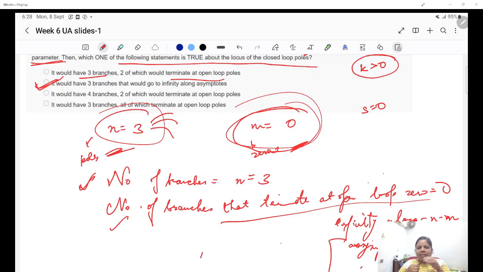But make this very clear in your head that from every pole, a branch is going to originate and it is going to terminate at a zero. This is for sure. Now, if your branches emerge from the poles and then they terminate at some zero, but if a zero is not present, then where would the branches go? They have to go along the asymptotes to infinity. That is why this formula is used, n minus m. If zeros are there, definitely some of the branches will terminate at zeros. If zeros are not there, they are going to go to infinity along the asymptotes.